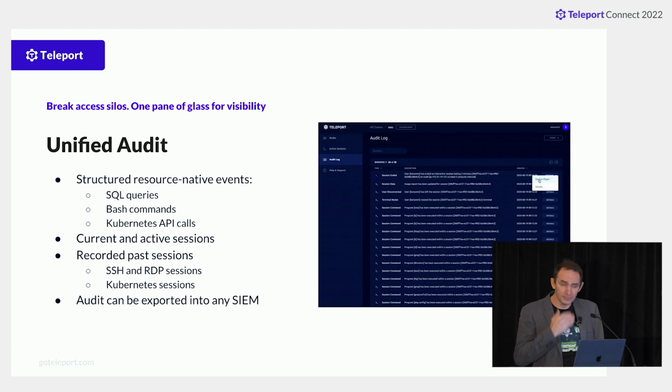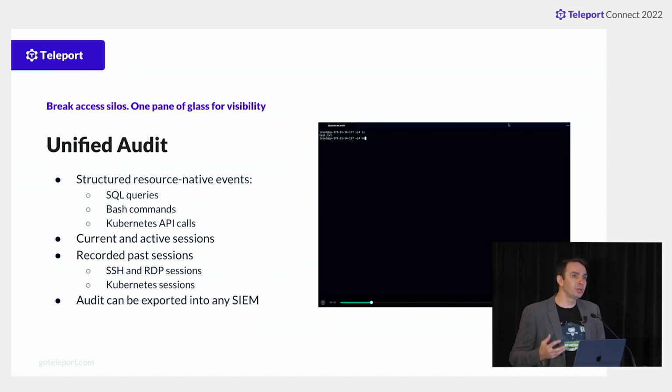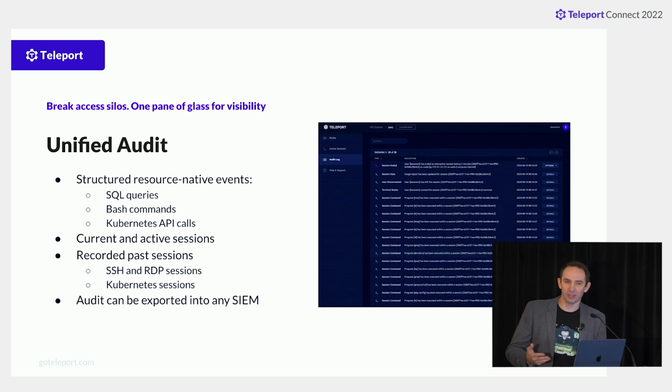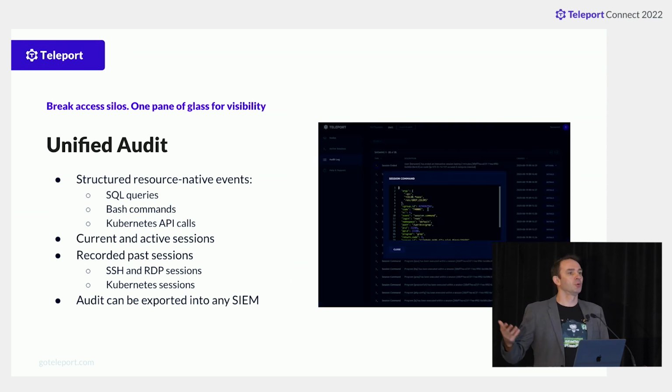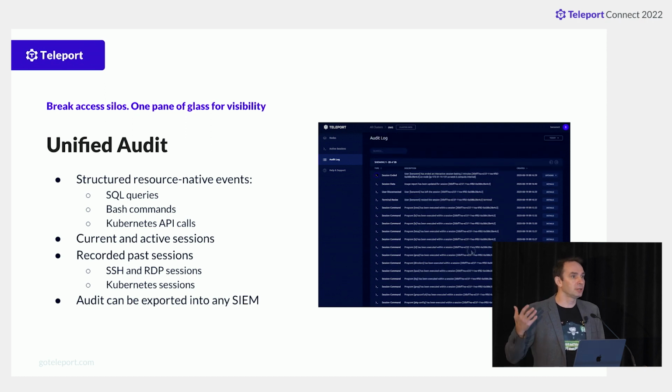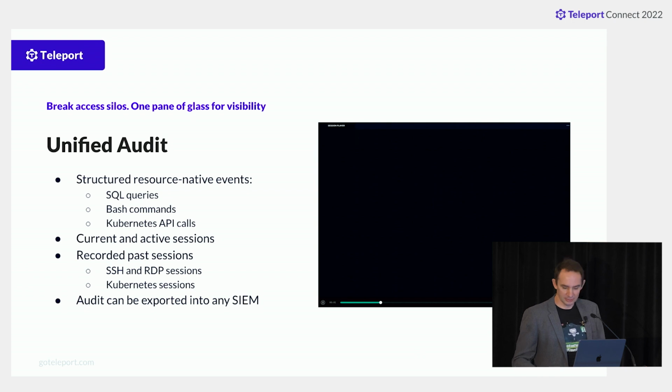And finally, avoid having many different audit logs. Because as you scale, as I said, you're going to have more and more different regions, more and more cloud accounts, more and more software. You don't want to have many different places to look for problems. So having unified audit is really important.